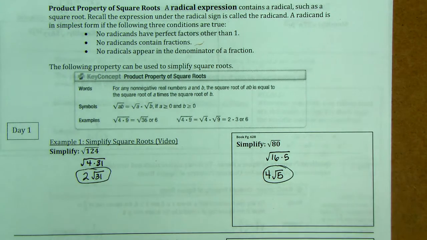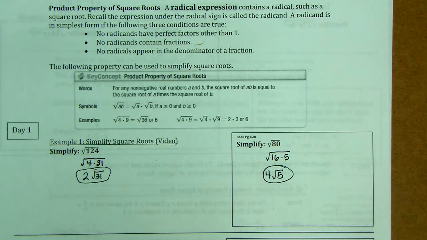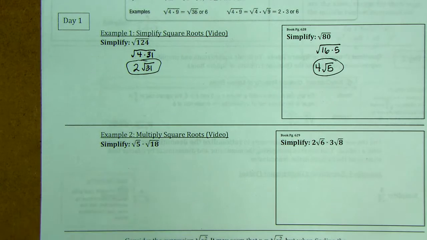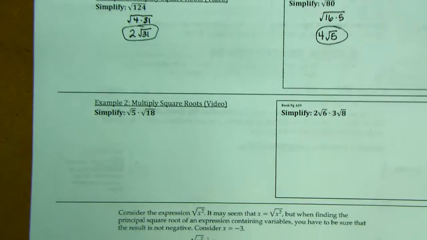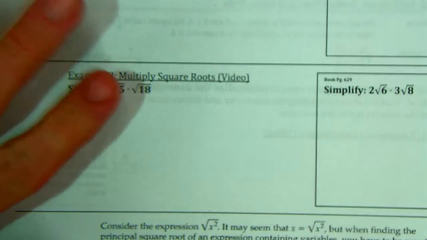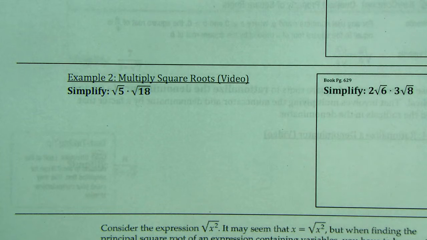All right, now if we're multiplying two radicals, so if we zoom in here on example number 2, if they're both under the radical sign, you would simply multiply them out. But I'm going to let you in on a secret. I know that 18 has a perfect square in there. How many of you saw that coming?